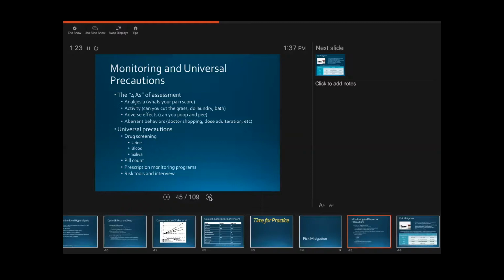And that stands for analgesia, activity, adverse effects, and aberrant drug-taking behaviors. And really what that means is that if you're not paying particular attention to each one of those every time you see a patient, you are at risk of being coined a pill mill by the DEA. You guys know what a pill mill is?